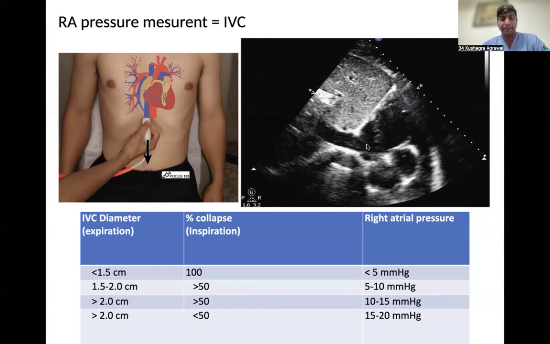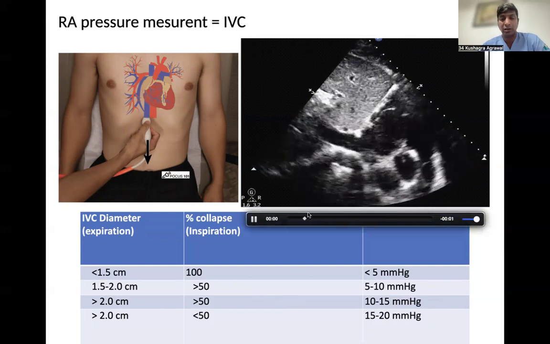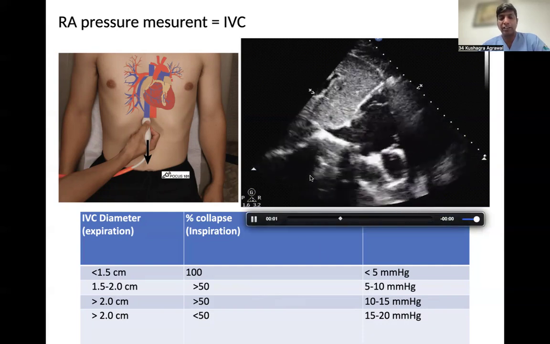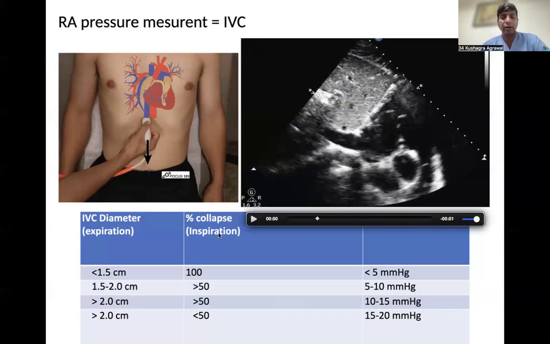with the RA. And when this size is less than 1.5 centimeter and collapsibility is around 100%, it shows like this. It shows there is some dehydration. This patient needs more fluid and CVP is less than 5 millimeter of mercury. But when this size is around 1.5 to 2 centimeter and collapsibility is more than 50%, then the atrial pressure will be around 5 to 10 millimeter of mercury.